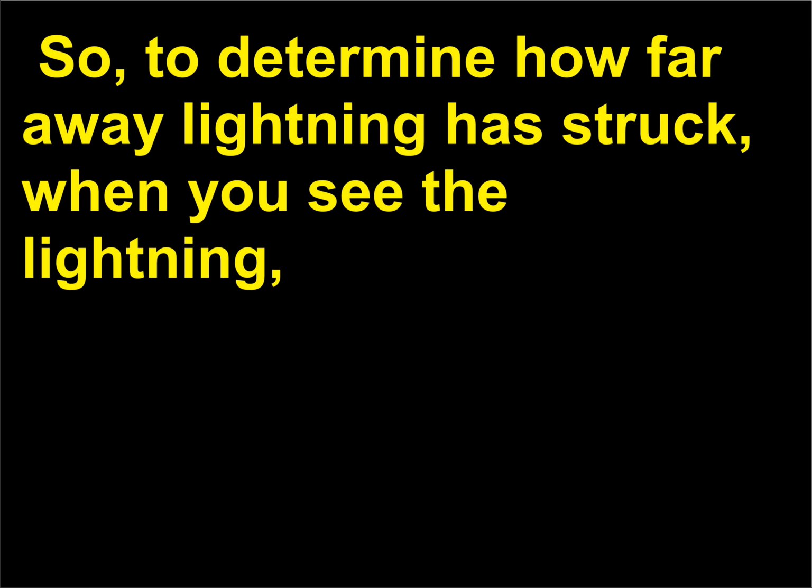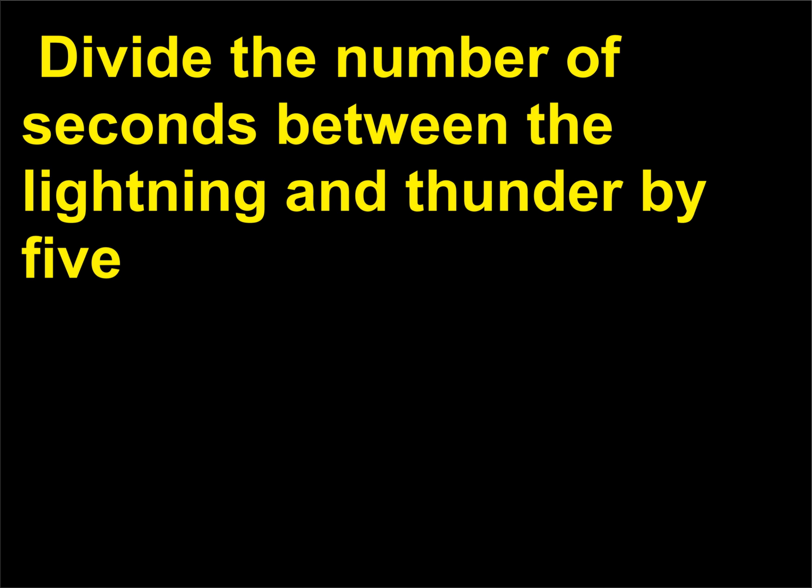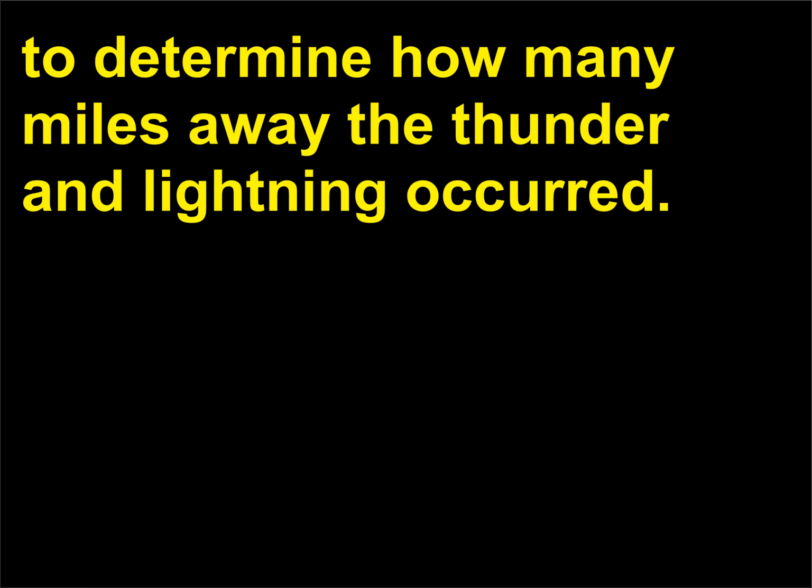So, to determine how far away lightning has struck, when you see the lightning, count the number of seconds it takes before hearing thunder. Divide the number of seconds between the lightning and thunder by 5, to determine how many miles away the thunder and lightning occurred.